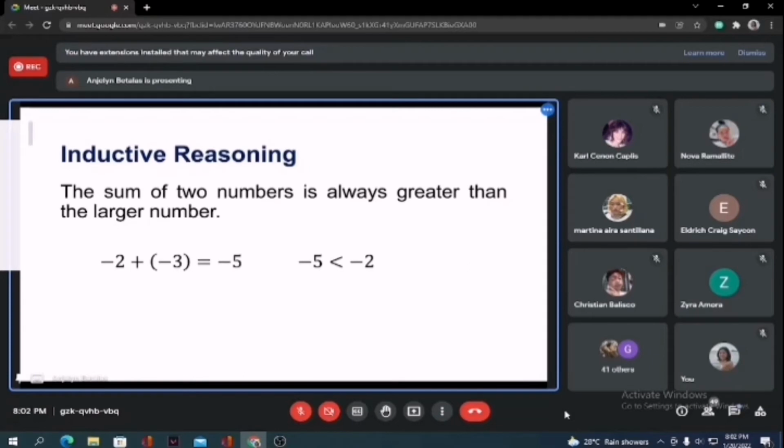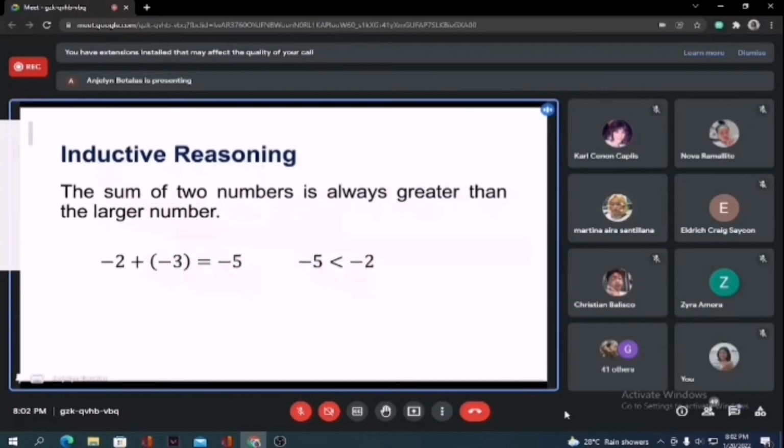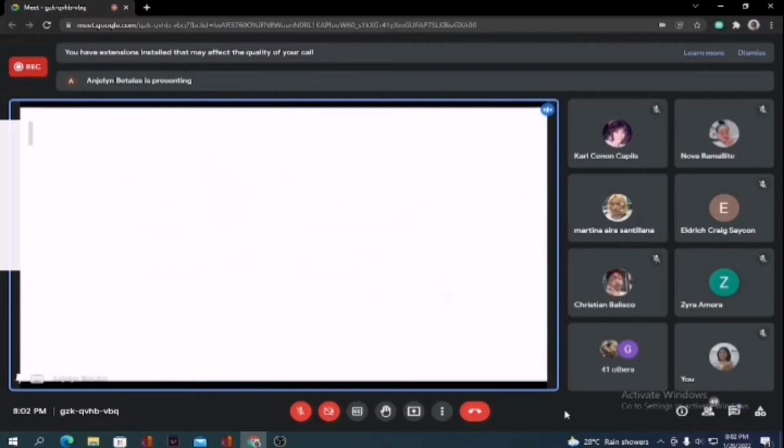Itong both negative. So, the sum is negative 5, but that is less than negative 2. Negative 2 is the larger number. So, false statement siya.